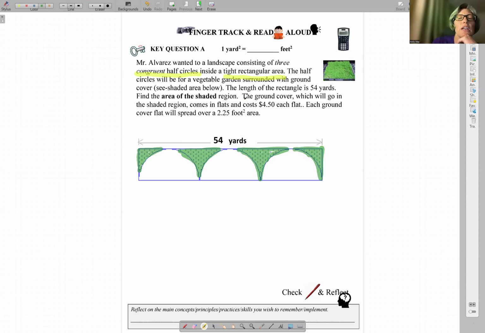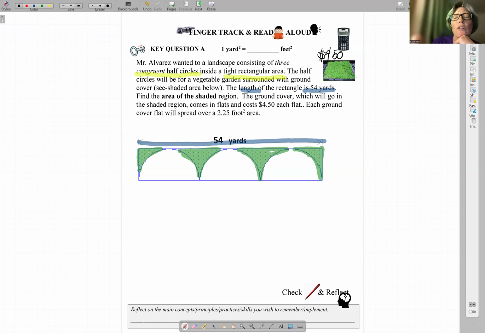The length of the rectangle is 54 yards, which we have right here. Find the area of the shaded region. The ground cover itself comes in flats of $4.50 each. So each flat is $4.50.